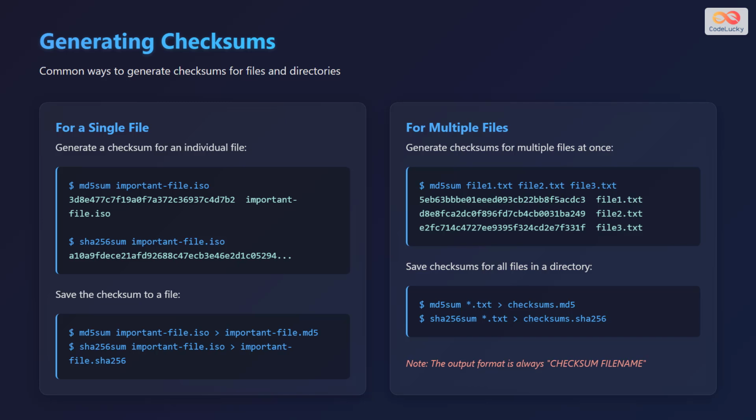You can save checksums for all files in a directory by using the command md5sum *.txt > checksums.md5 or sha256sum *.txt > checksums.sha256. Note that the output format is always checksum followed by file name.